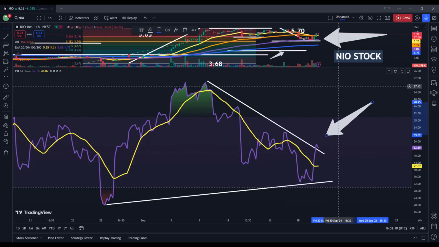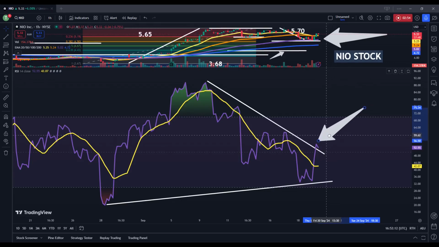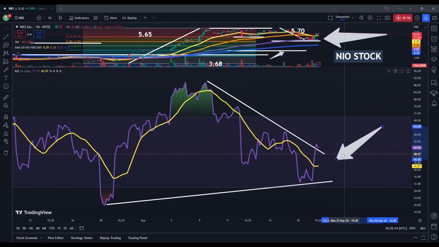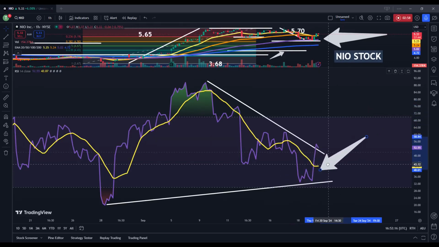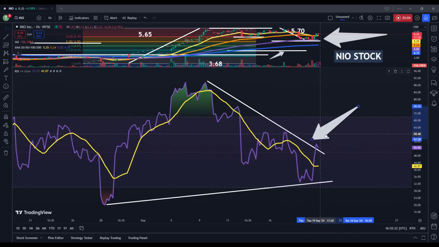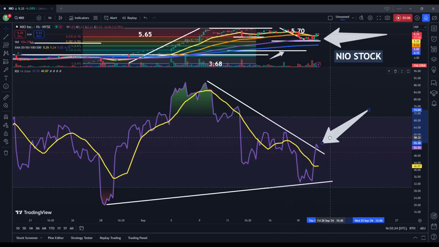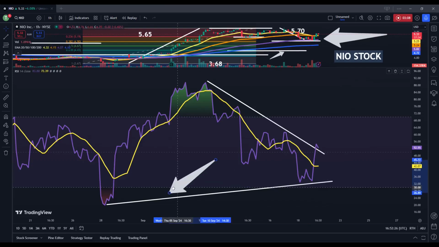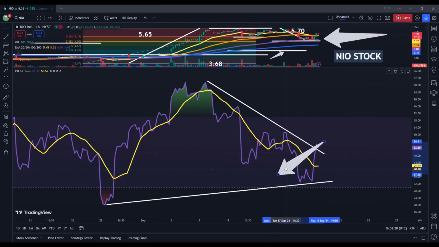Here, what we're starting to see is the upward buying pressure start to win out. The relative strength index, the purple line, is breaking above the yellow line, which is the exponential moving average of the relative strength index. And in addition to that, you also have this break above this prior momentum trend line.